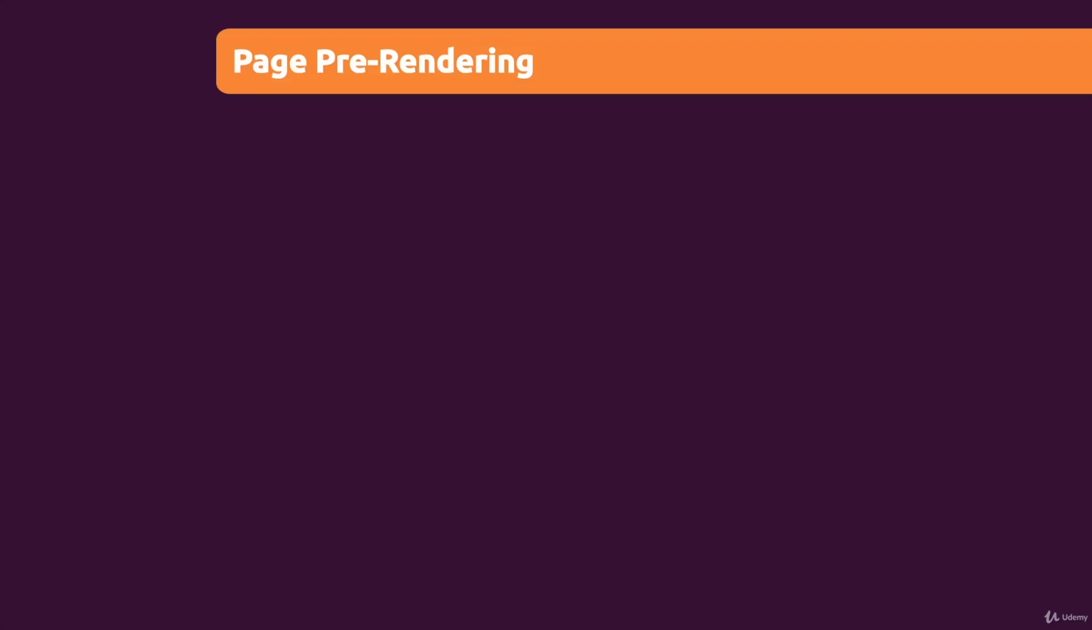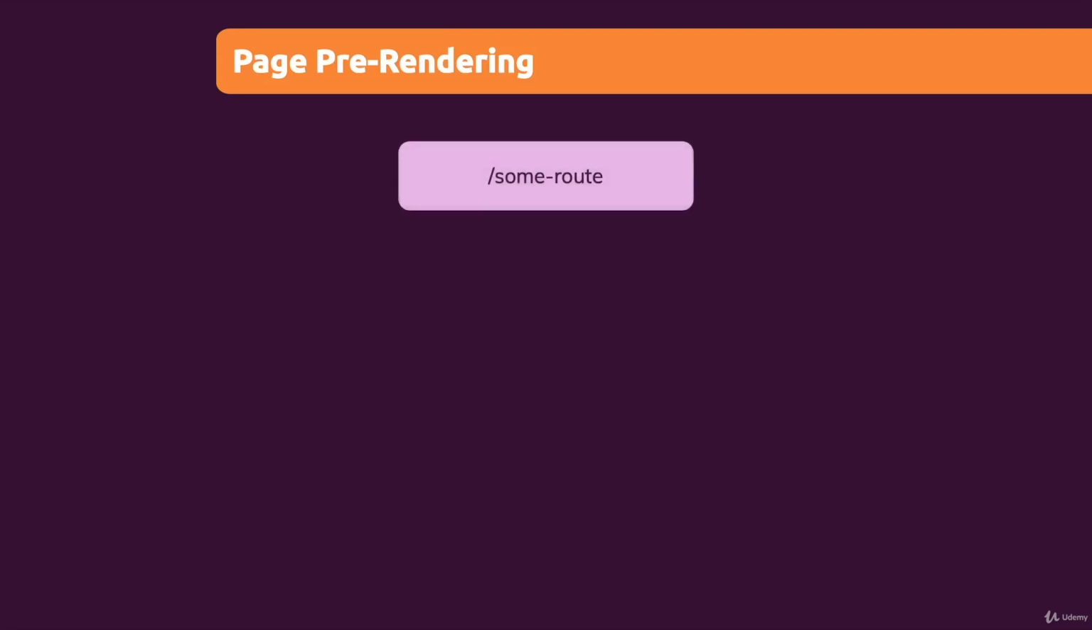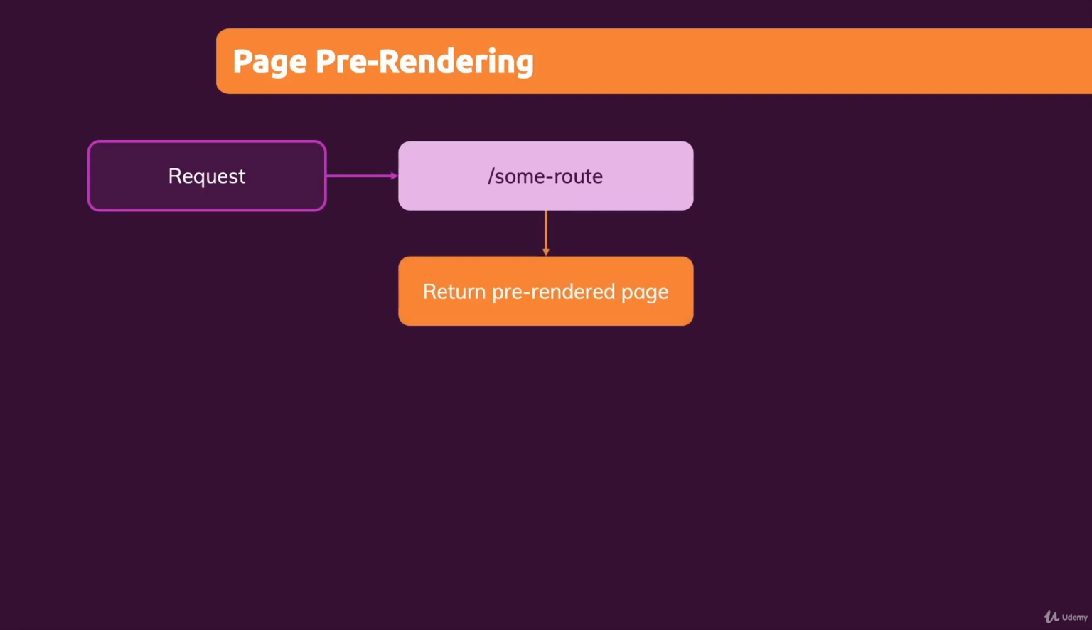So I outlined a potential problem we could be facing in the last lecture. Now Next.js can help us with a concept called pre-rendering. Imagine that you have some page, some route, which then loads some page file in the pages folder, which needs data. Now when a request is sent to this route, so if a user wants to visit this page, then what Next.js does is it will return a pre-rendered page.